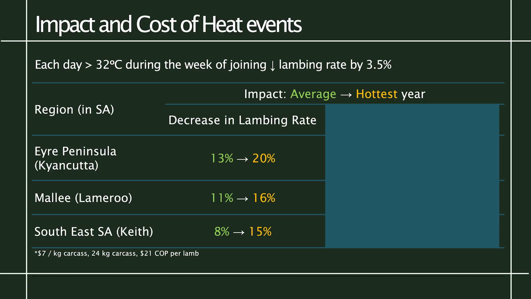And based on days above 32 degrees, in an average year, the decrease in lambing rate is estimated to be about 13% in Kyancutta, elevating to 20% in the hottest year on record. There's about 11% in the Mallee, elevating to 16%, and even in the southeast, it averages about 8% and increasing up to 15%.